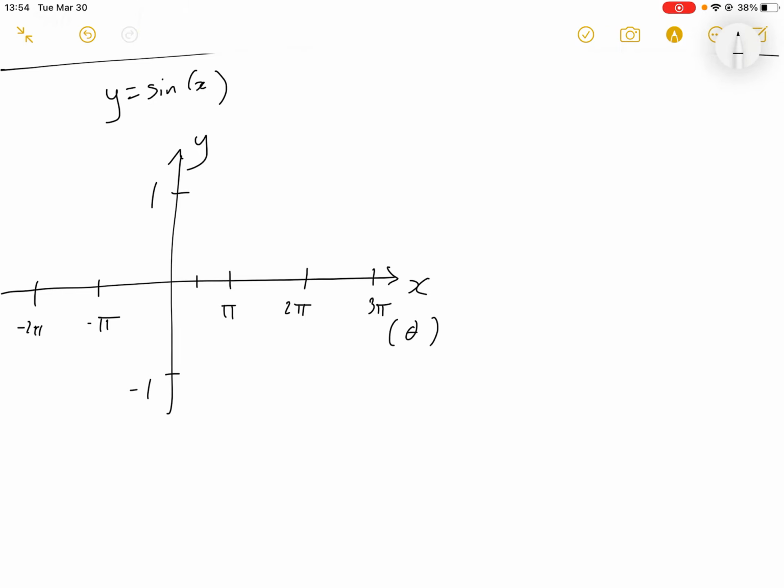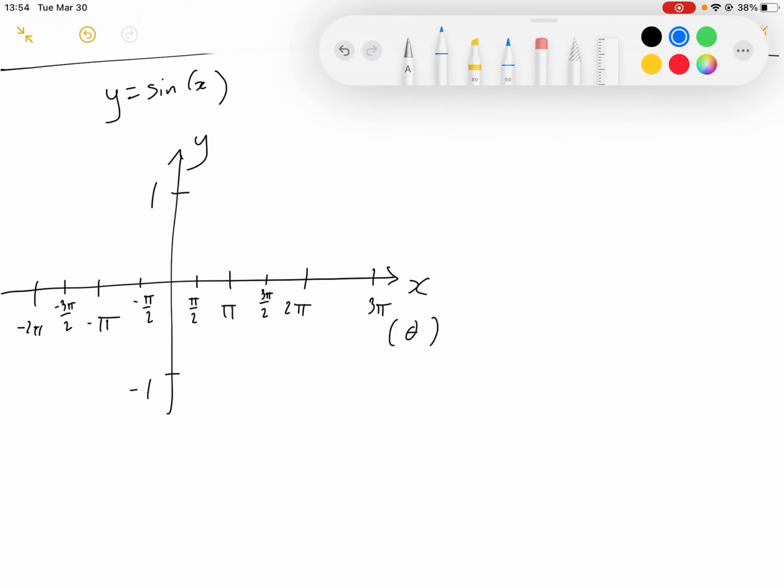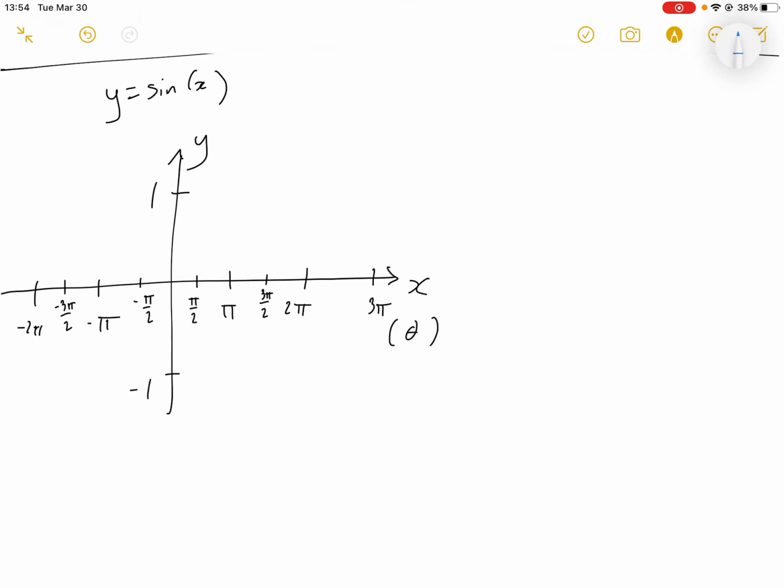Okay, let's break this up a little bit further. So I have pi over 2 here, and then I have 3 pi over 2. This will be negative pi over 2. This one will be negative 3 pi over 2. Okay, so for sine, we start here at 0, 0. We need to get up to 1, and we come back down again. And this process continues. Going back the other way, we're going to end up down here.